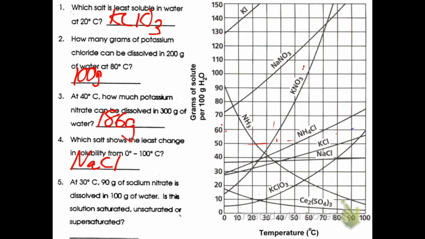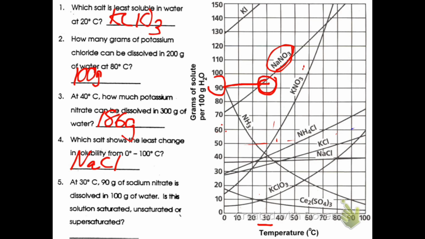At 30 degrees Celsius, there's our temperature. Ninety grams of sodium nitrate, which is that one, is dissolved in 100 grams of water. Is this solution saturated, unsaturated, or supersaturated? I'm going to go out on a limb. I'm going to find 90 grams of solute, and find where that line and 30 degrees Celsius intersect, which is right there.